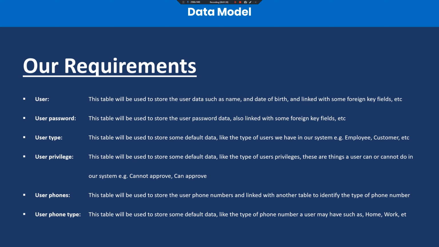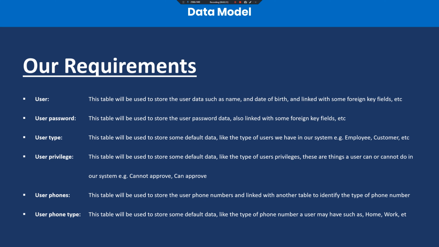Within our user type table, we're going to have this information such as the type of user we have within our system. So are they an employee, or are they customers, or are they clients, are they managers? We just need to look at the type of the user. So these are default data that we don't need to do anything within our code. We can just have this information within our database as well.